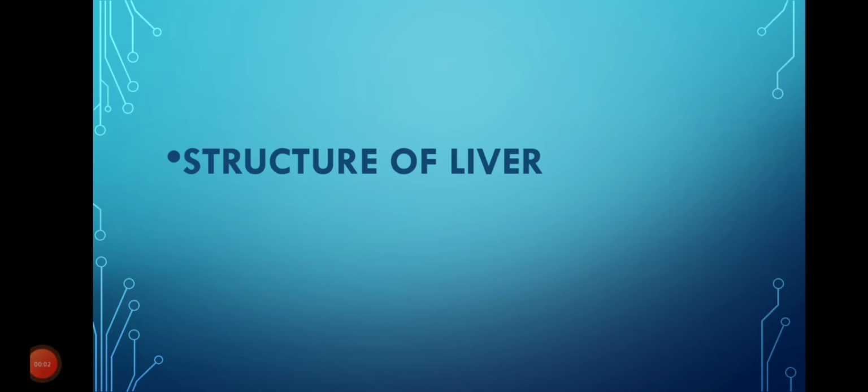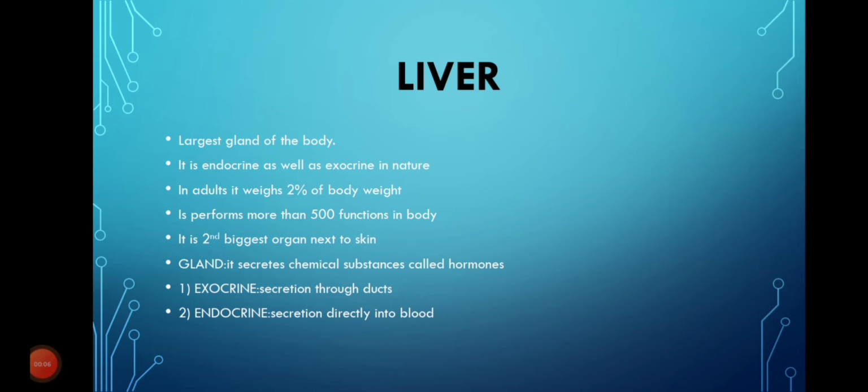Next, we are going to discuss the structure of the liver. First of all, the liver is the largest gland of our body. It is endocrine as well as exocrine in nature. In adults, it weighs around 2% of our body weight. It performs more than 500 functions in our body. It is the second biggest organ next to skin. We all know that skin is the largest organ in our body. After that comes the liver.